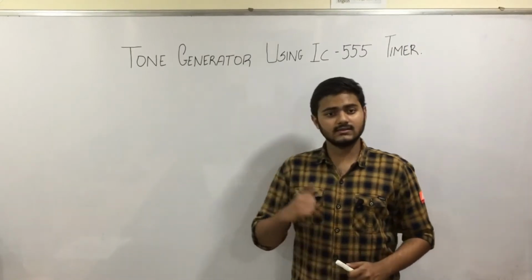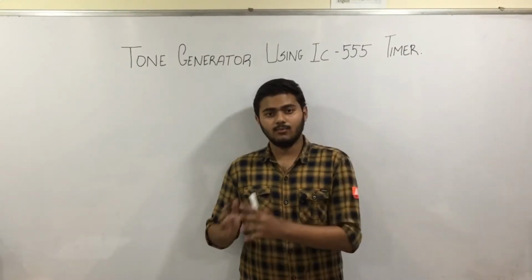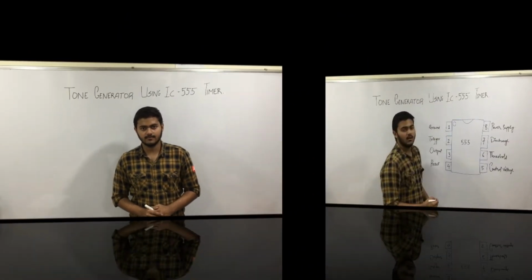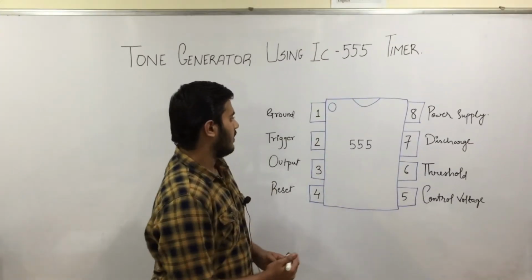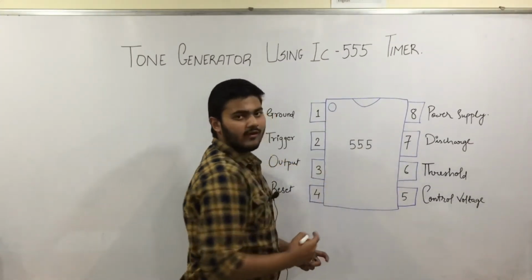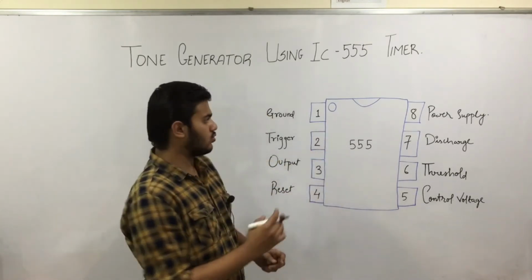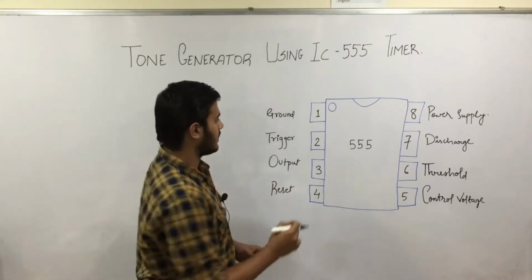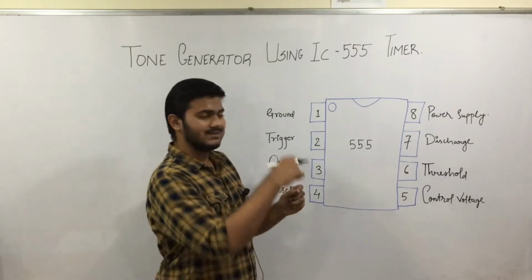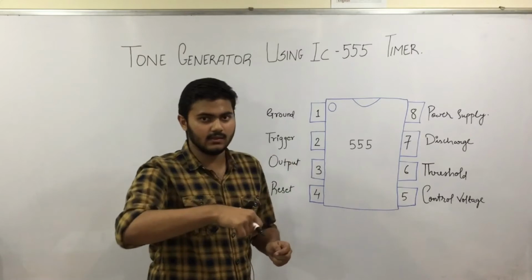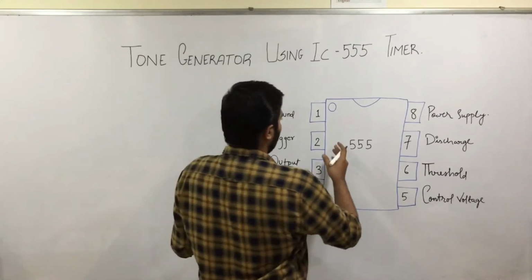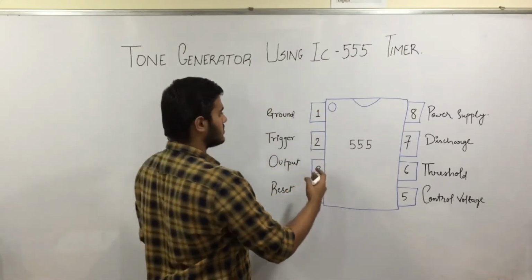Now let us take a quick look at the block diagram of IC555. Here we have a block diagram of IC555. IC555 has a total of 8 terminals. That means it has 8 pins which can be connected in the breadboard. The numbering of the 8 pins goes like this.